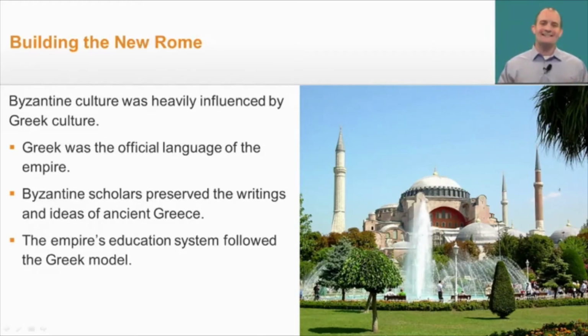Now, what I want to draw your attention to are these minarets on the corners of the Hagia Sophia. What happened is that these were added after Muslim conquerors came in and took over Constantinople. They converted the Hagia Sophia, which was a church, into a mosque and built these minarets. So the big takeaway here is that Justinian was trying to create a brand new Rome. However, in building that brand new Rome, he blended Greek culture with his own Byzantine culture.